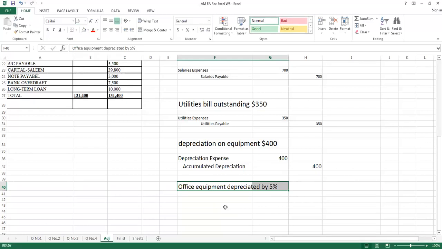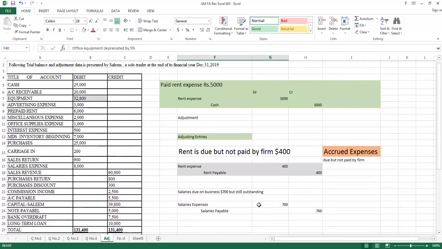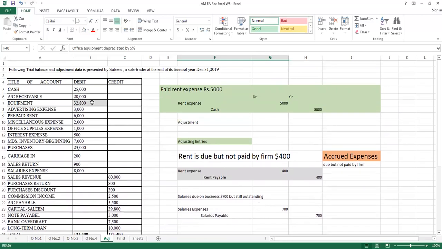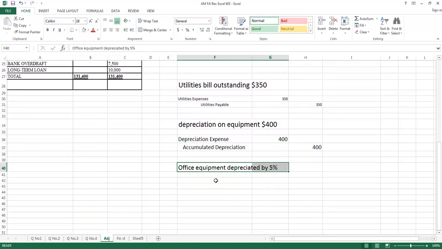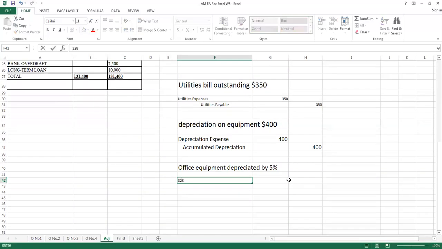Yes, you are right. We will go back to the trial balance and see what the value of office equipment is. Whatever value of office equipment is given, we will apply this 5% on that amount. So keep it in your mind. I'm showing you here, office equipment is 32,800. So student, if I take this 32,800 and take 5% of this amount, the amount is 1640.